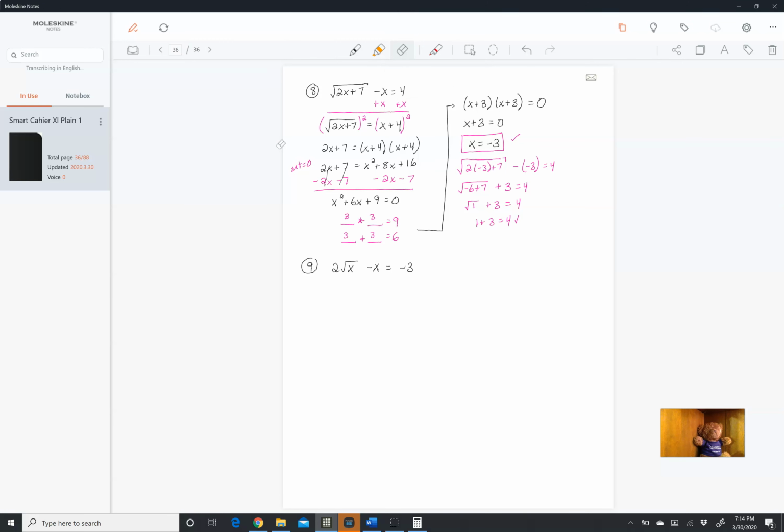We're going to add x to both sides. That's to isolate our radical. Now we're left with 2 root x on one side, and on the other side, x minus 3. Okay. Now at this point, we could divide by 2. That's absolutely fine. But it's probably easier not to, because why create a fraction if we don't have to?